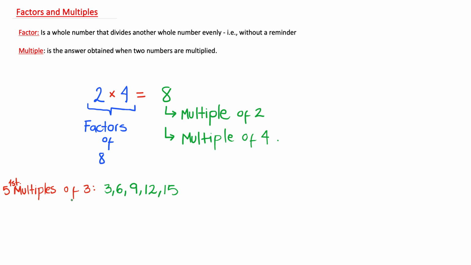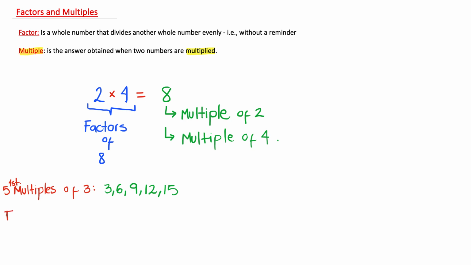So these are multiples. Every time that we're thinking about multiples, we're thinking about multiplying. What it says here is: the answer obtained when two numbers are multiplied. So when you think about multiples, I want you to think that you're multiplying, you're becoming bigger, you're making it bigger.